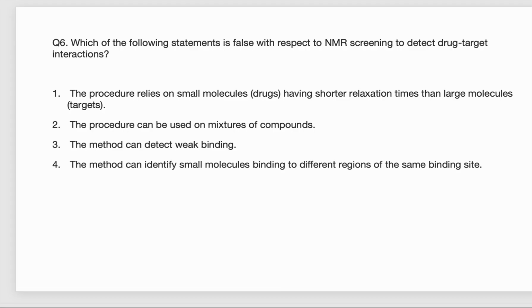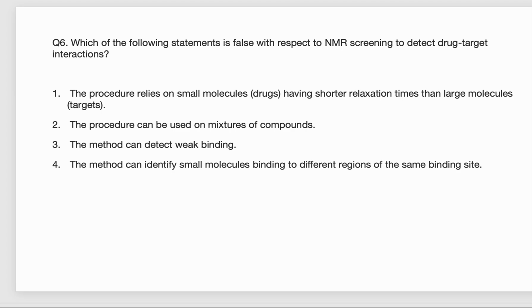Now let's move on to the next question. Which of the following statements is false with respect to NMR screening to detect drug target interaction? 1. The procedure relies on small molecules, drugs. So when they're talking about small molecules, it's generally drugs, and when they're talking about large molecules, they generally mean the targets. That means proteins. So the procedure relies on small molecules having shorter relaxation time than large molecules. That's the target. Number 2, the procedure can be used on mixture of compounds.